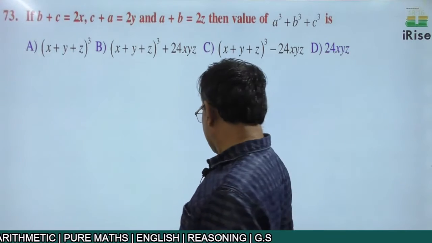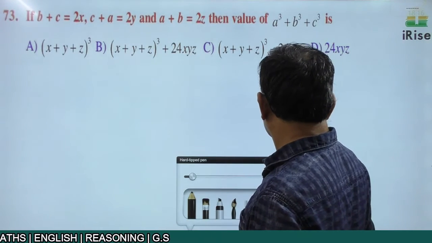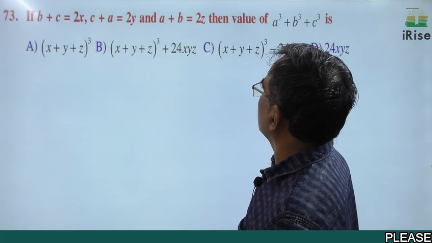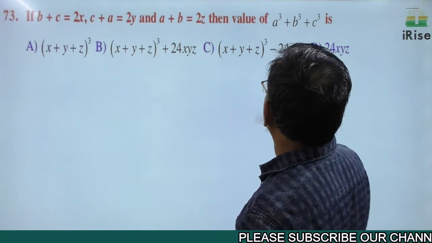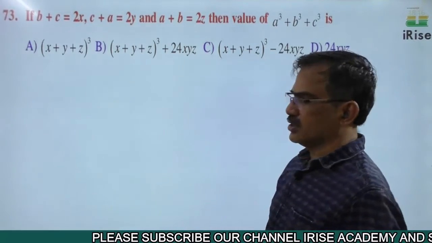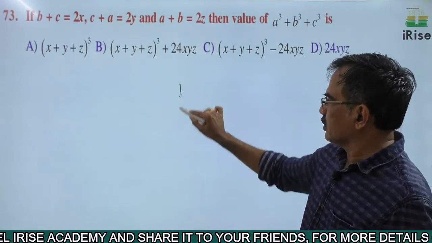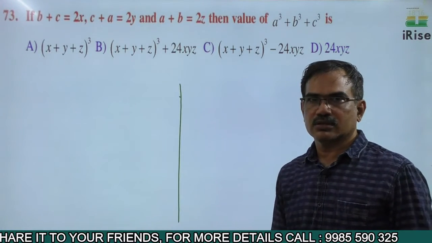If b plus c is equal to 2x, c plus a is equal to 2y, a plus b is equal to 2z, then what is a cube plus b cube plus c cube? Before going to solve, I want to give a formula here first.